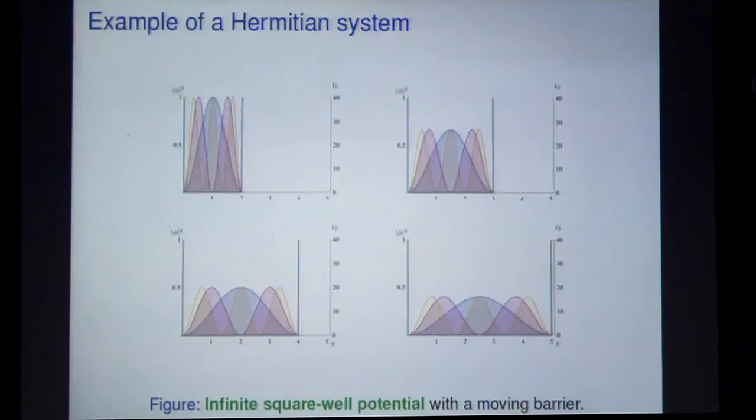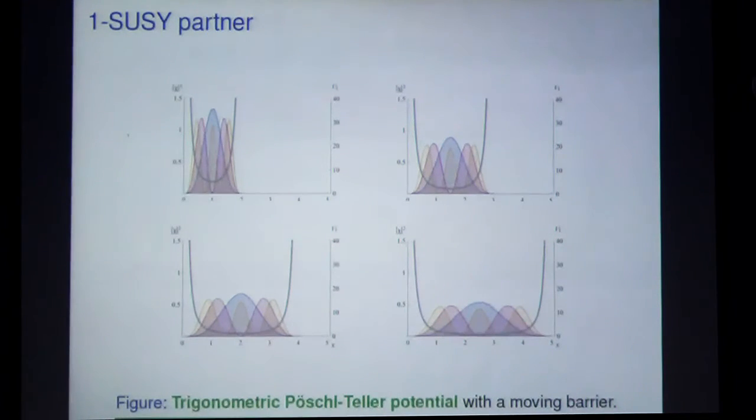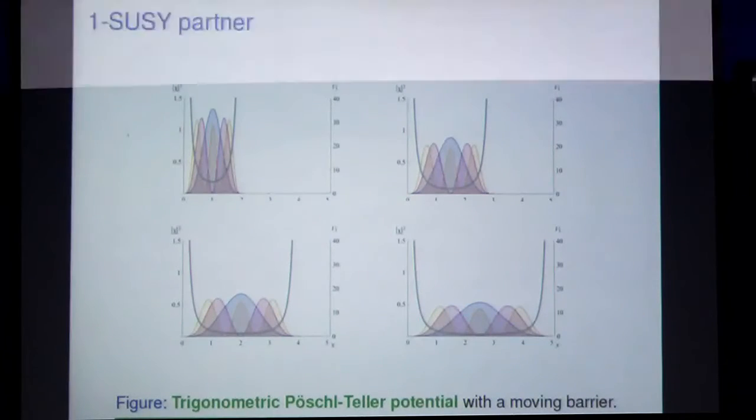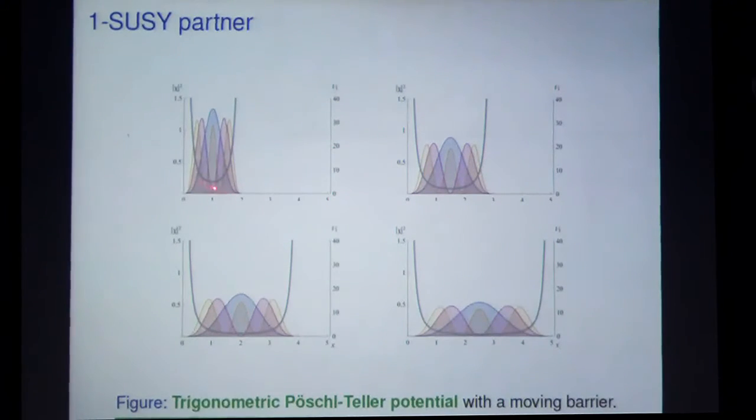We can apply the SUSY technique, the time-dependent SUSY technique, to obtain this new potential. Here we have in gray the potential. This is a trigonometric Pöschl-Teller potential. And we obtain the whole evolution of the eigenfunctions and the potential. Here again we have a wall moving with a constant velocity. And this is the result of applying the SUSY technique once.